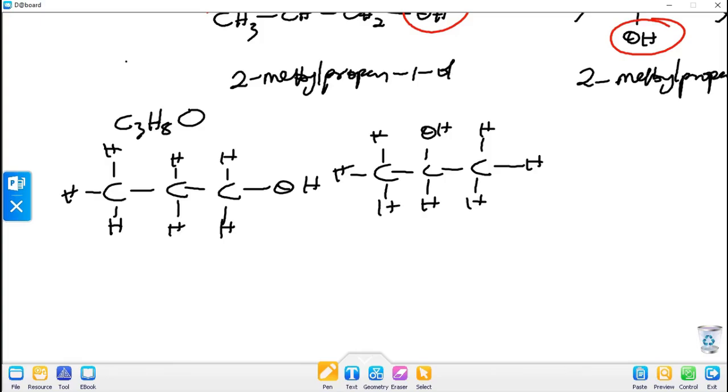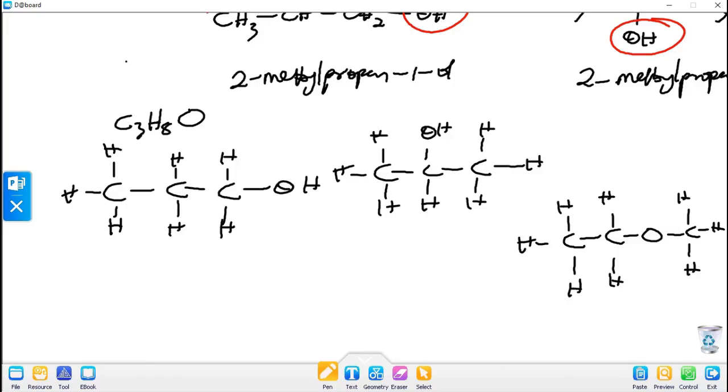Now, let's look at the last compound. The last compound there is COC. Then we have H here, H there, H over here. And we have H here, H there, and then H and H. So we can see they all have 3 carbon atoms, 8 hydrogen atoms, and 1 oxygen atom.